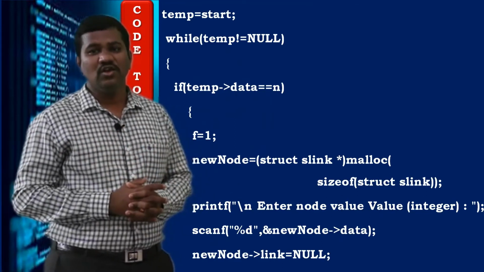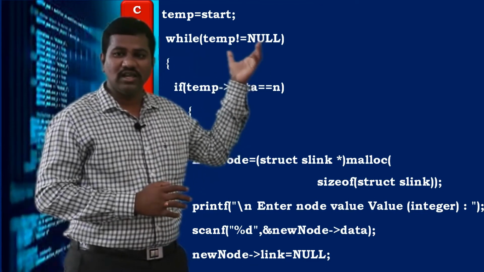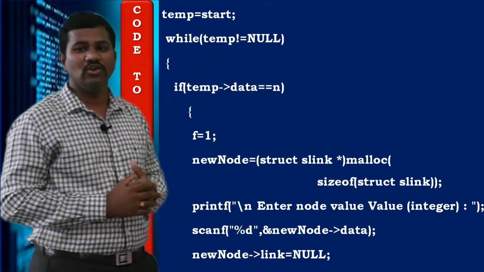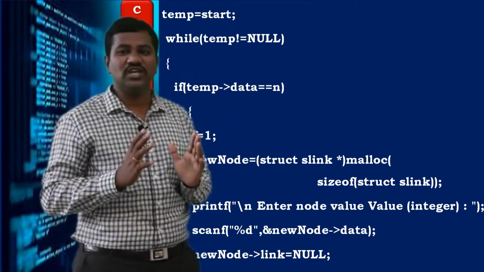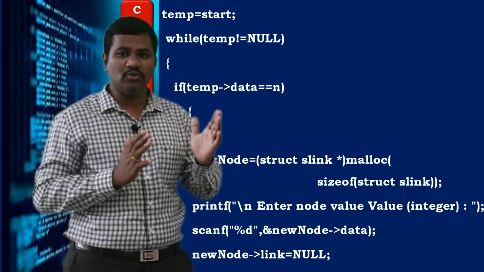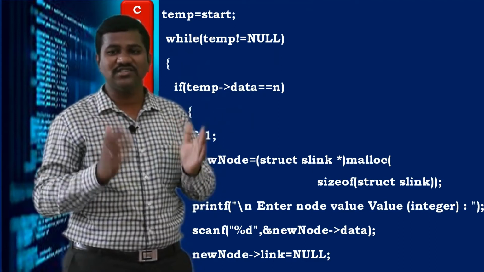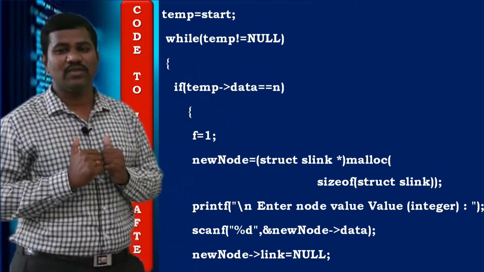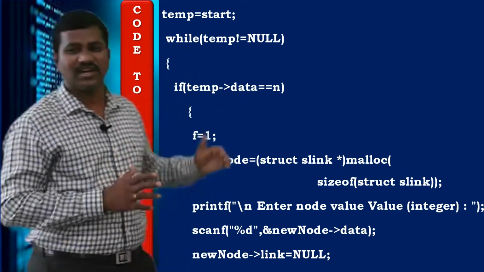So to traverse from first node to last node, we go with, as usual, a looping statement, where start is assigned to temp, and temp not equal to null. If that is true, then it enters the while loop. Inside this while loop, again we'll have an if part and an else part. The if part checks whether temp is pointing to a node whose data part is equal to my searching node. If both match, then it enters into this if part.